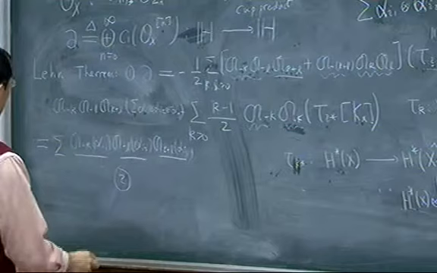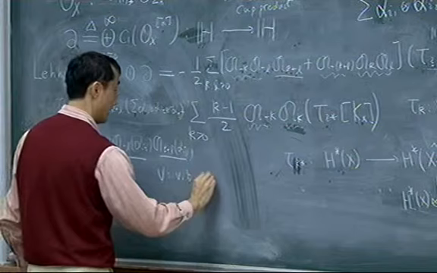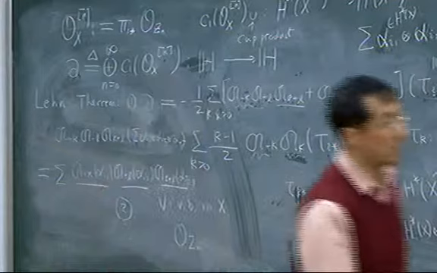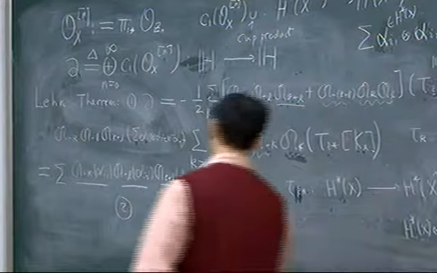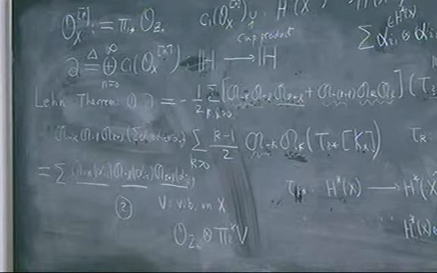For example, suppose V is a vector bundle on X. We can take O_{Z_n}. Remember, Z_n is a subset of the product, so O_{Z_n} is a sheaf on this product. We can tensor with the pullback of a vector bundle. V is a vector bundle on X, we can pull that back, so it becomes a vector bundle here. We take a tensor product, then we also can push it forward.